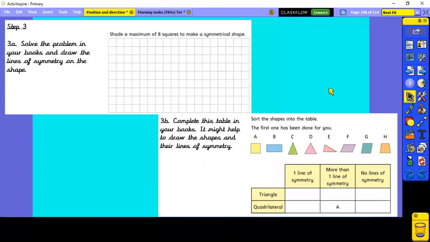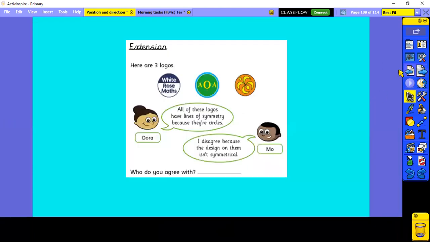Okay, so here is the step 3 questions of the worksheet. And again, you've got a similar question here. So you need to shade a maximum of 8 squares to make a symmetrical shape, and try and pick one different to a rectangle. Try and be a bit more creative. And then for 3B, you need to complete this grid in your books, filling in the different boxes. Okay, and lastly, this is the extension question of the worksheet. So for those of you that are feeling really confident, have a go at this one by yourselves.